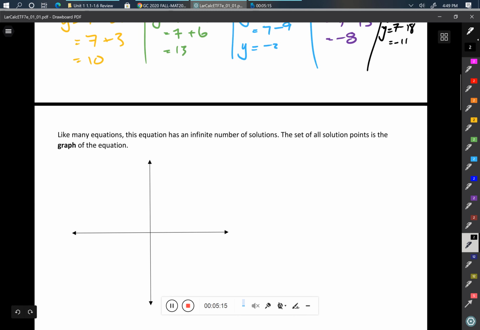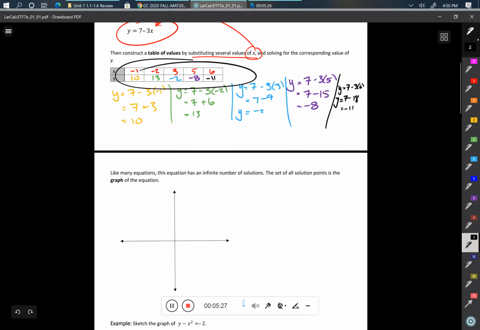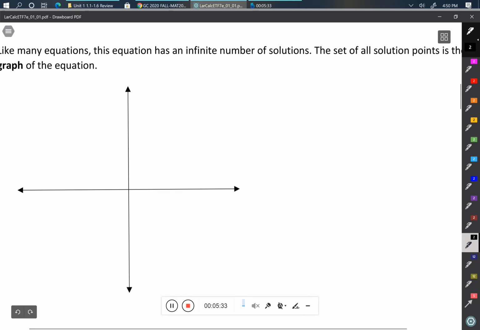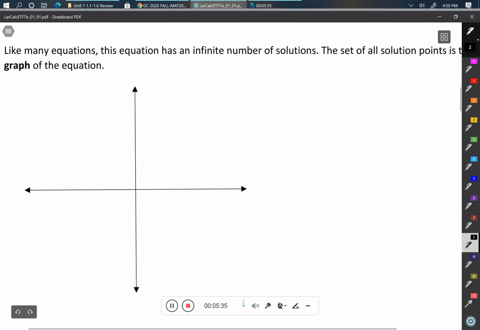Like many equations, this equation has infinitely many solutions, an infinite number of solutions, and if we were to put all those solutions together, we would get a graph of the equation. So if I were to take all those points and graph them, I would get a solution. So we'll start with the first one. The first one said when x was 2, y was 1.